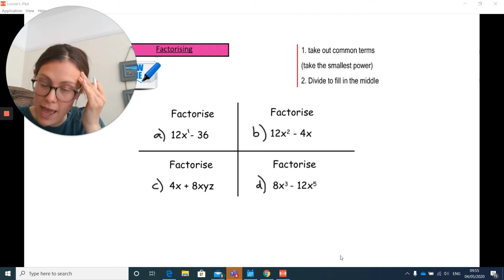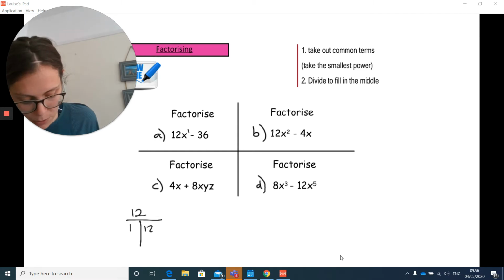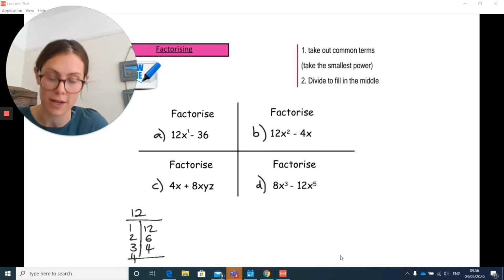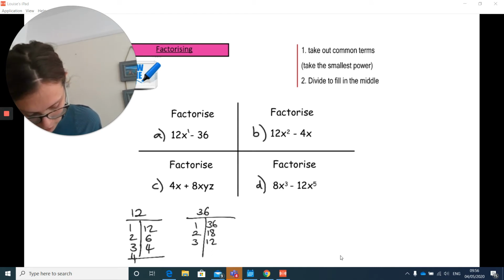We can either do this in our head, or the easiest way is to list out the factors. Remember, being able to list out the factors is really important because you're going to need this in so many different methods. So being able to do this really quickly. So there's 12. Let's have a look at 36. 1 and 36, 2 and 18, 3 and 12, 4 and 9, 5 doesn't go, 6 and 6.